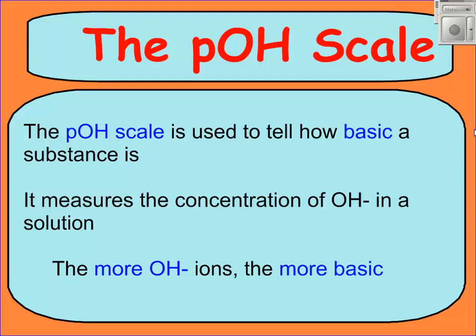So let's compare this to the pH scale. The pH scale measured hydrogen. The pOH scale measures hydroxide. The more hydroxide ions that are in a solution, the more basic it will be. Please note that this is the exact opposite of the pH scale.